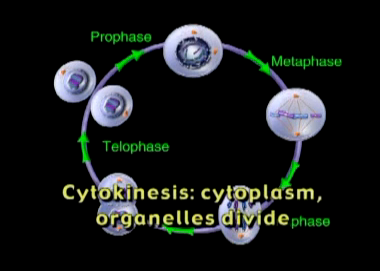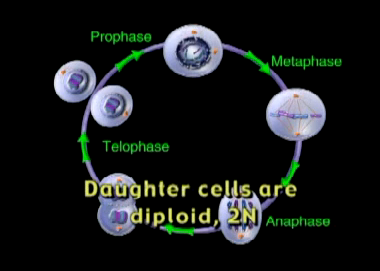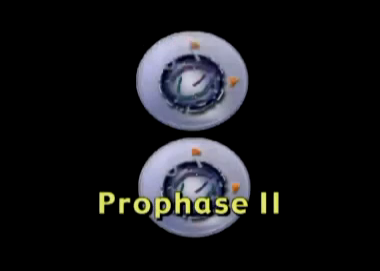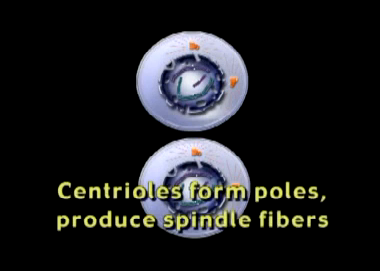The result is 2 daughter cells, each with the normal number of chromosomes. And remember, none of these cells are identical to each other because the chromosomes have exchanged genetic information. Now the second phase of meiosis, meiosis 2, begins. In prophase 2, the chromatids are still in pairs attached to the centromere. Once again, the centrioles produce spindle fibers and the nuclear membrane starts to dissolve.